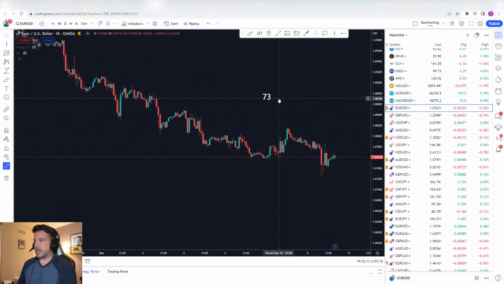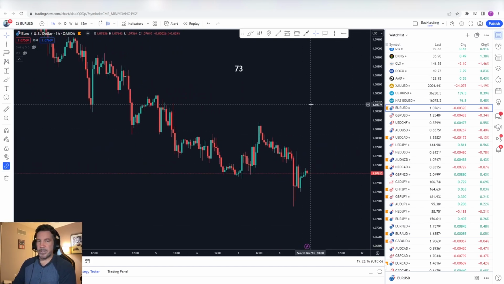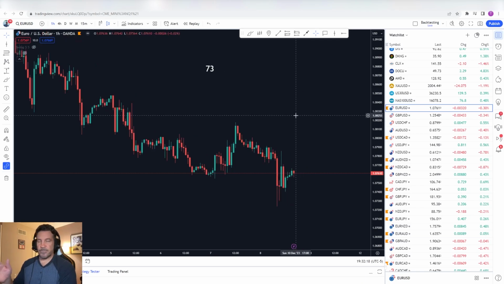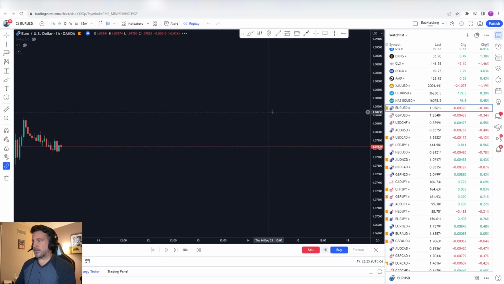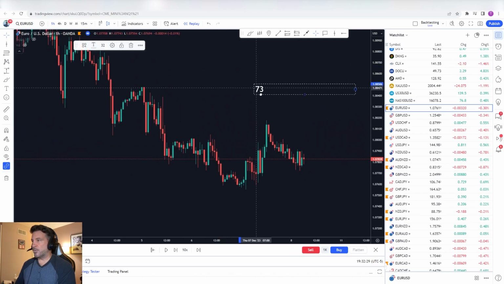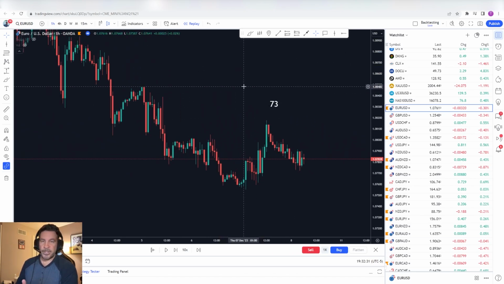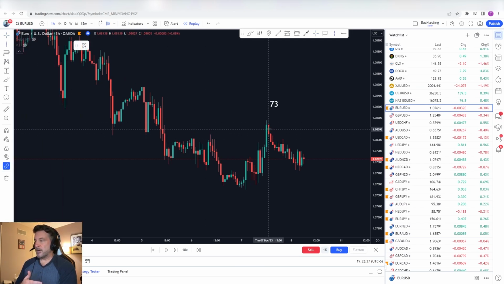So 73 is our number, and I'm going to draw up some key levels. Let me go back to just this past Friday. I'll use the bar replay tool to go back to about 7 o'clock in the morning when I was looking at the market, and I'll pull the 73 down here. The first thing I want to understand is where the opening price was on the day before Friday, so Thursday.